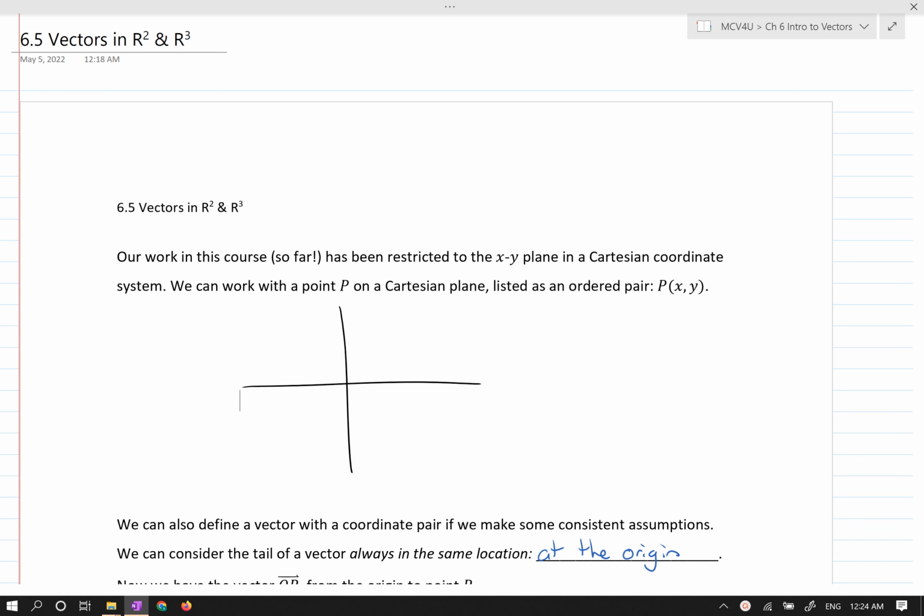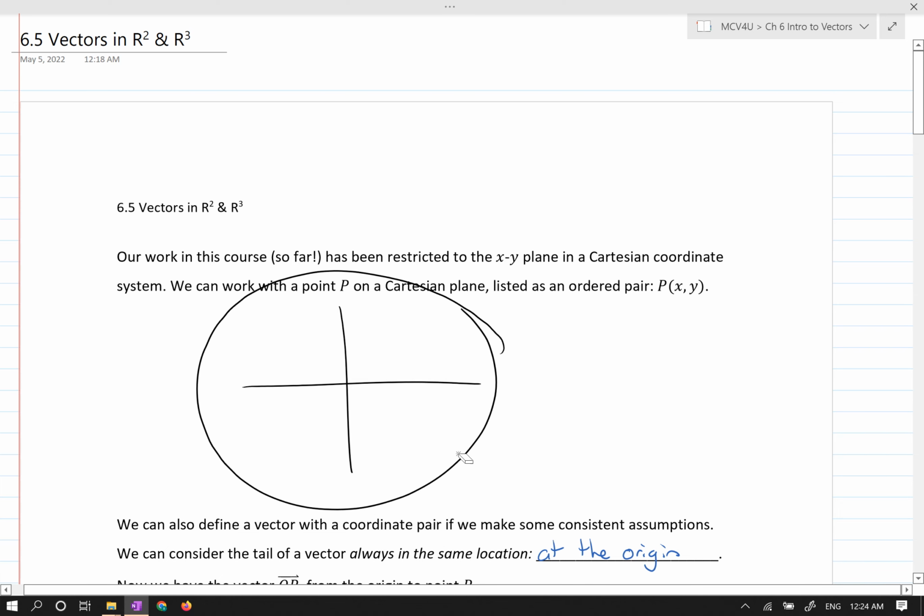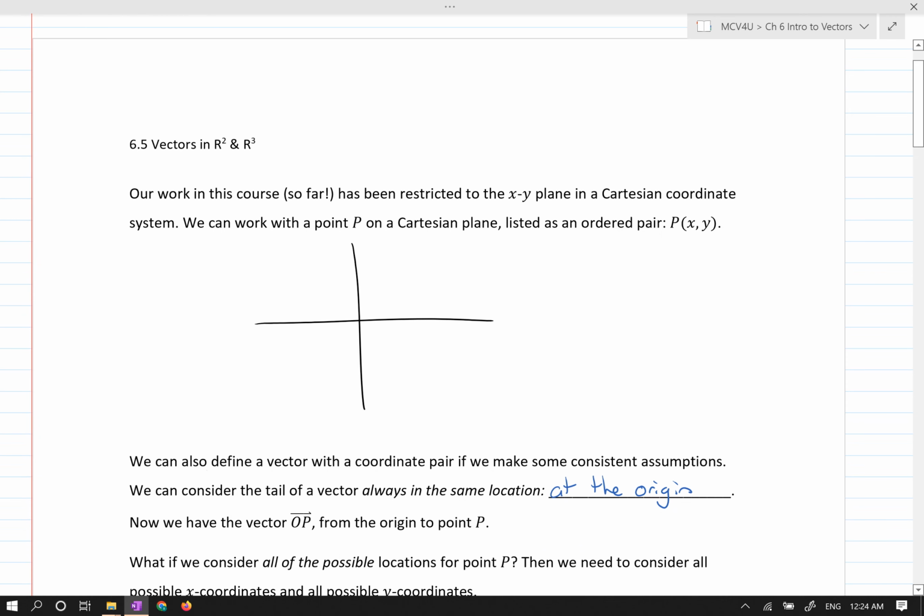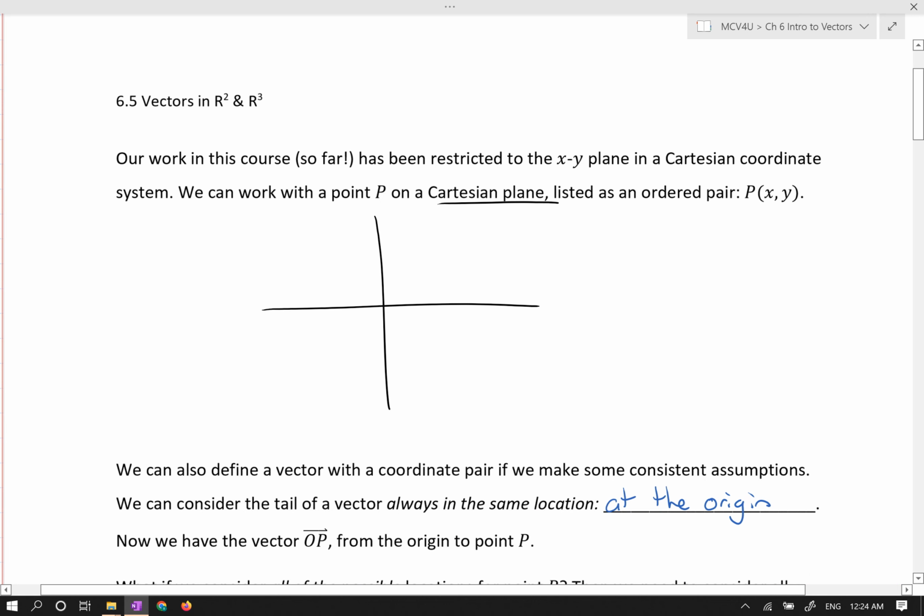So, our work so far in this course, in advanced functions before this, in grade 11, 10, and 9, and into grade 8, I think, is when you started to work with graphs. That's when you started to work on what we call the XY plane. You may have heard me refer to this as a Cartesian plane. Your Cartesian plane has an X and Y axis. It has two axes. Your vertical axis is Y, your horizontal axis is X.